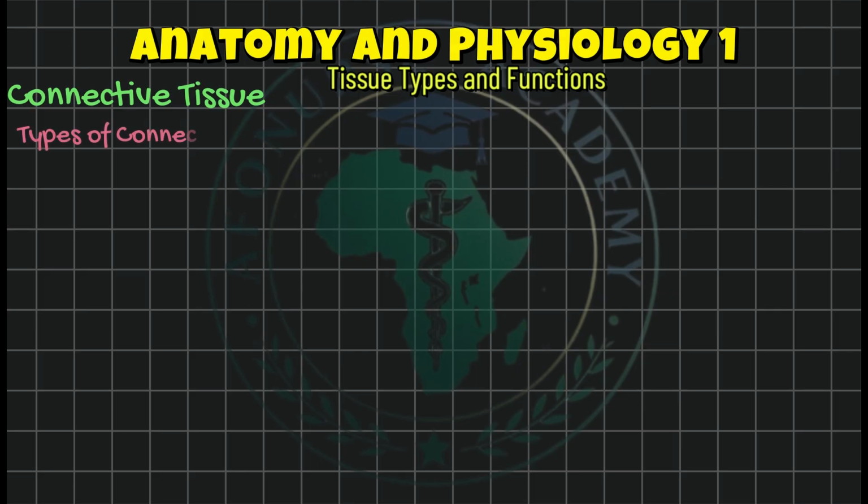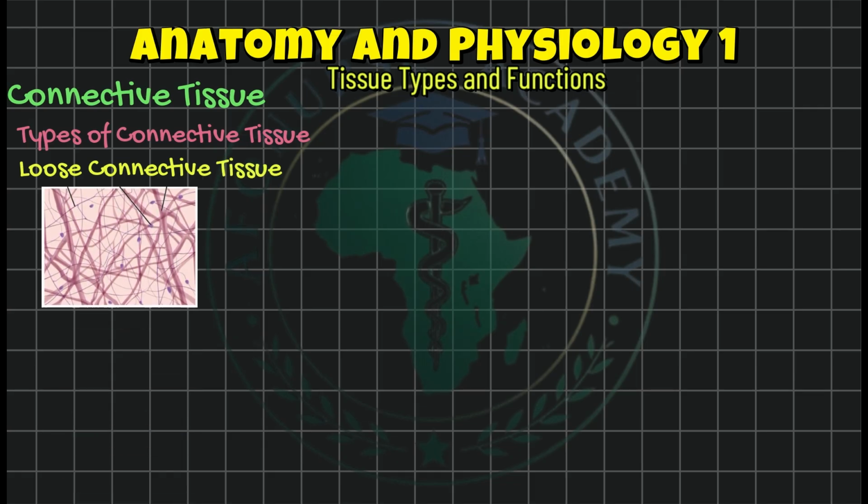Types of connective tissue. Let me explain each one. Loose connective tissue. Loose connective tissue is soft and flexible. It's found beneath the skin, around organs, and between muscles. Think of it as packing material that holds organs in place and provides cushioning. It contains protein fibers like collagen for strength and elastic fibers for stretchiness, all embedded in a gel-like ground substance.